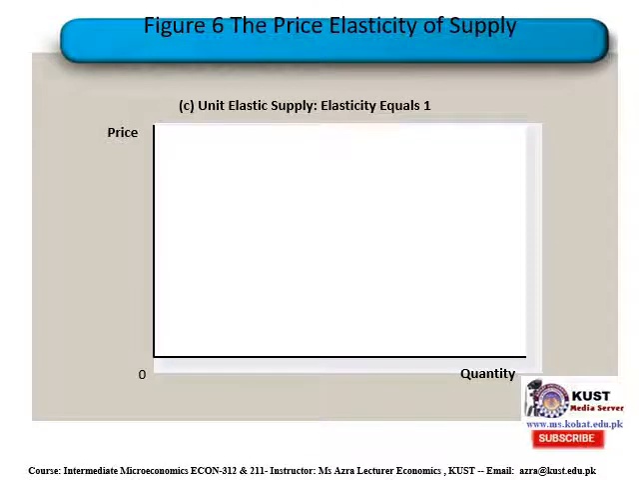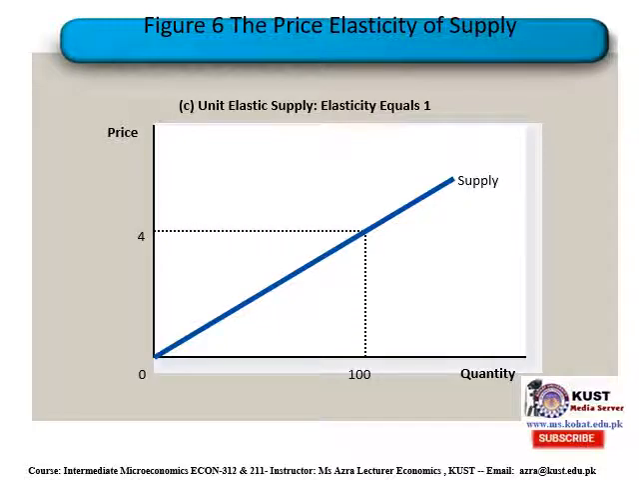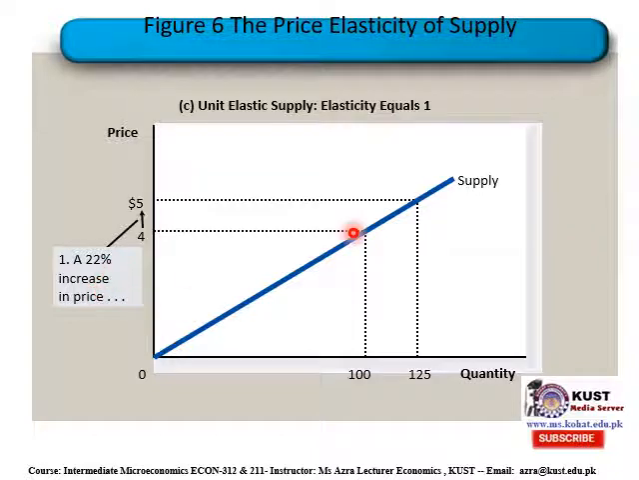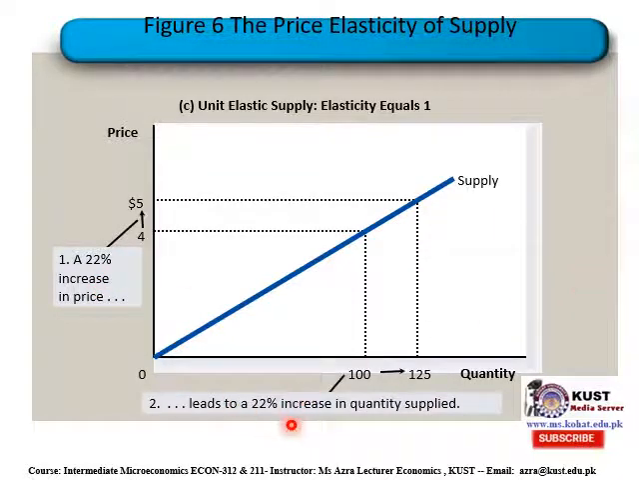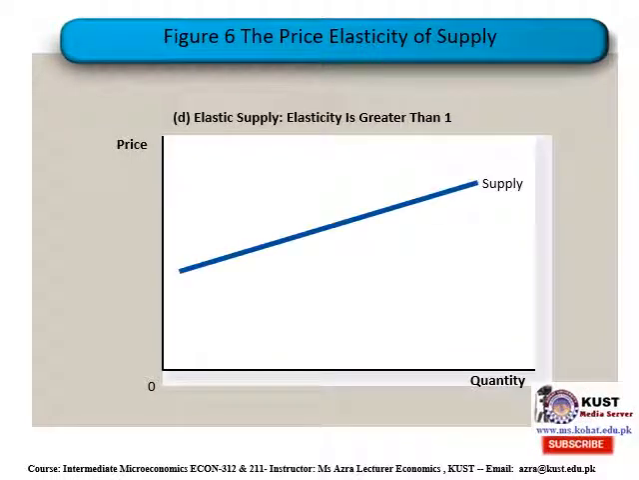Unit elastic supply curve, where elasticity will be equal to 1. Unit elastic means that there will be a uniform increase or decrease in both components, quantity as well as price level. Let's suppose price has increased from 4 to $5. Quantity supplied has increased from 100 to 125, which shows that a 22% increase in price level leads to the same 22% increase in quantity supplied. A uniform change, the same increase or same decrease, is called a unit elastic curve.